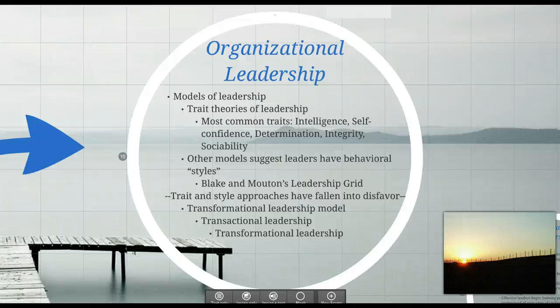Trait models, here we have a listing of the most common traits of leadership: the idea of intelligence, self-confidence, determination, integrity, and sociability. So another view suggested, rather than looking at inherent traits that either somebody is born with or not, that there are different styles of leadership. And again, these are going to connect back to Blake and Mouton's leadership grid. And you can find these illustrated in the chapter.